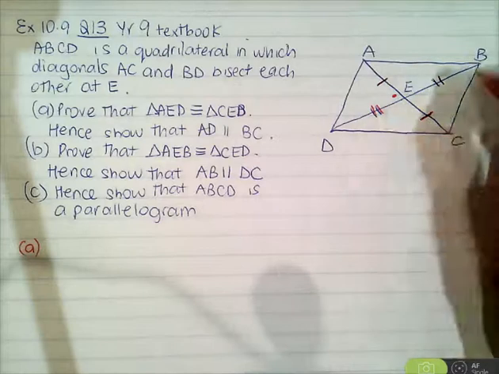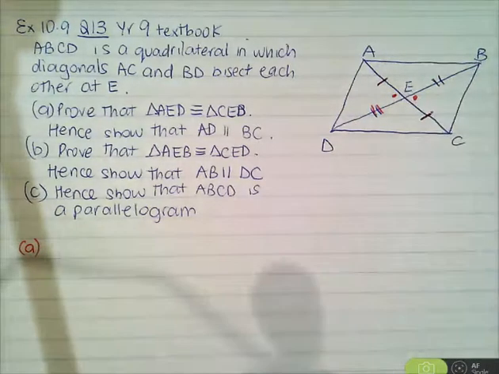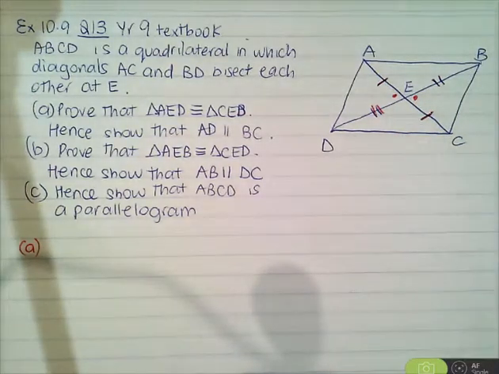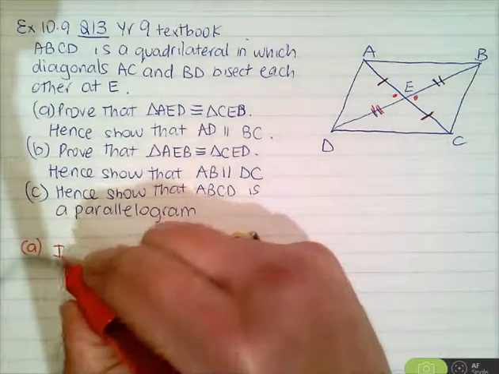Now, we don't know about any parallel lines or anything, but we can see that we've got vertically opposite angles, those two dots there that I've marked. So we can see that to do part A, we're going to do SAS. So you should have an idea of where you're going before you start the proof, and we can see this now. So we're going to identify the triangles.